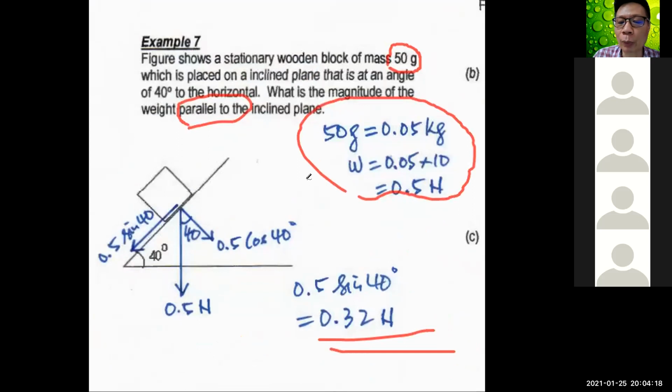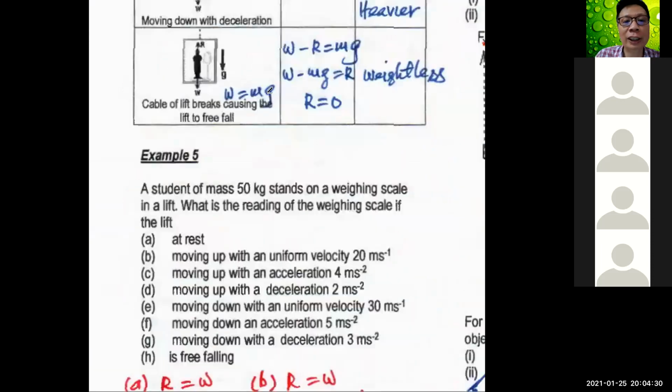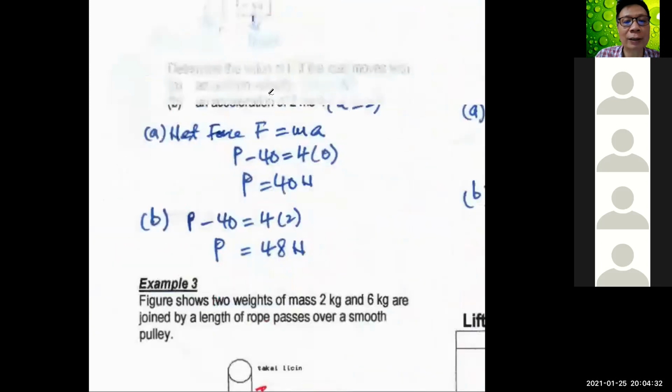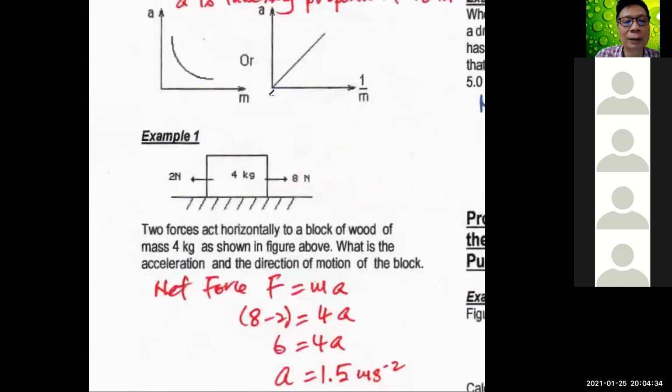I want to continue the questions from last lesson, because since you know resolution of forces already, you know how to break up into x component and y component, right? I would like to continue to finish up this question from our last lesson.